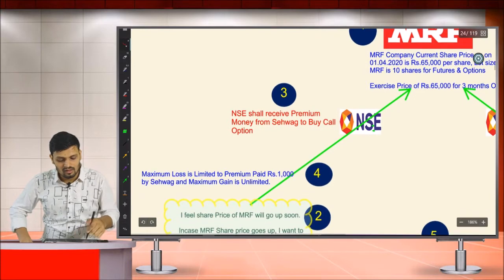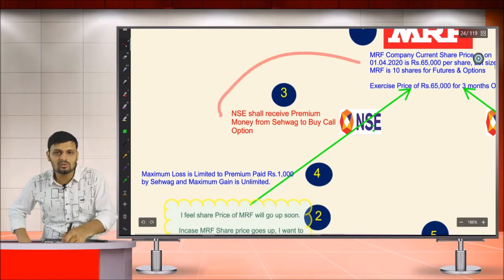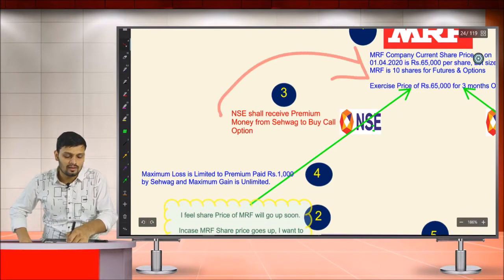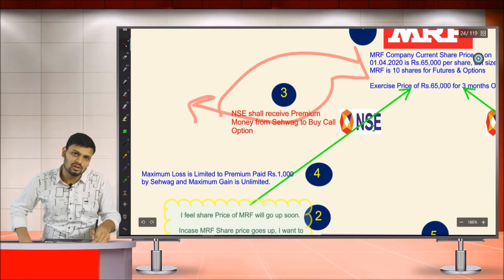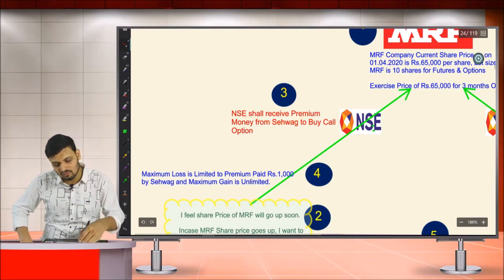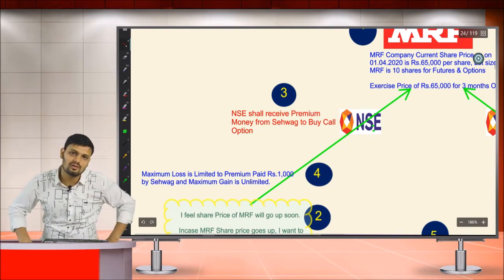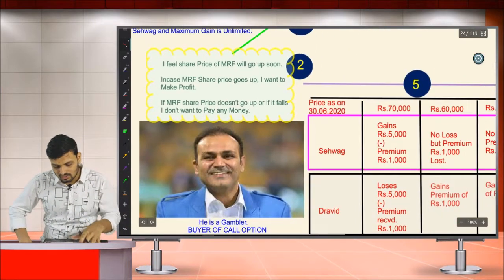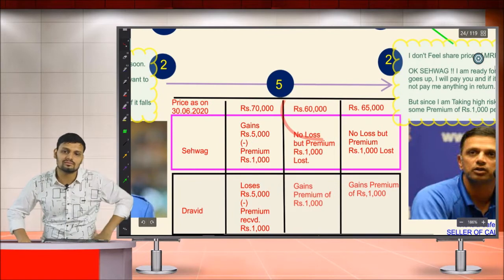96,000. And Sehwag, earlier he paid 1,000, so minus 1,000. Now he has received how much? 5,000. So, 5,000 minus 1,000 means he has received how much? 4,000. So, now what happens if the share price is 60,000?